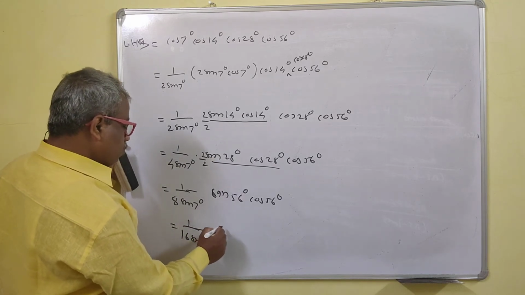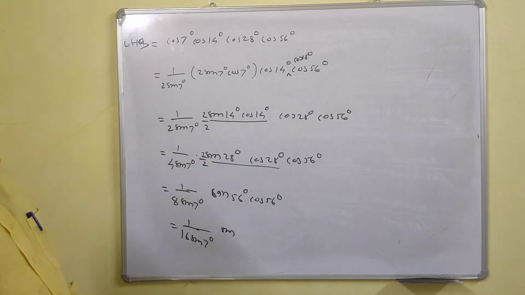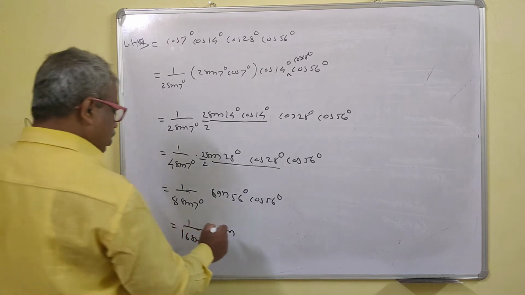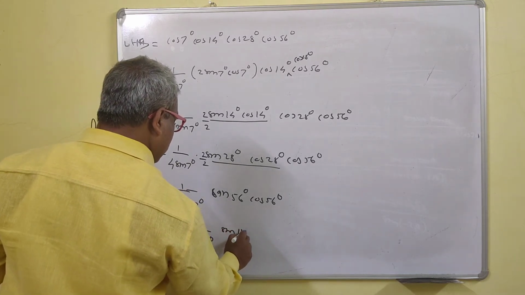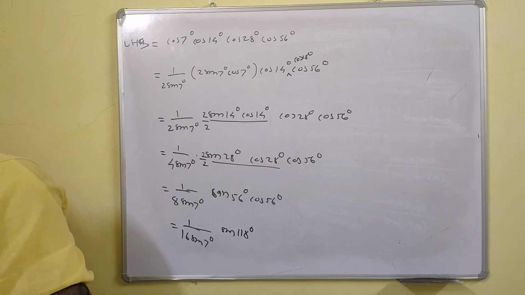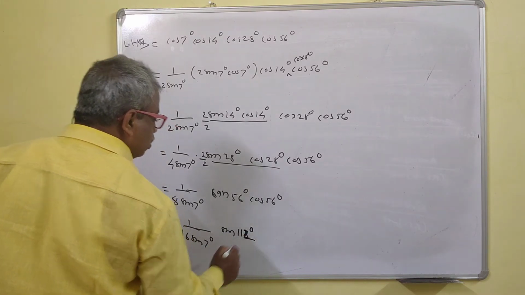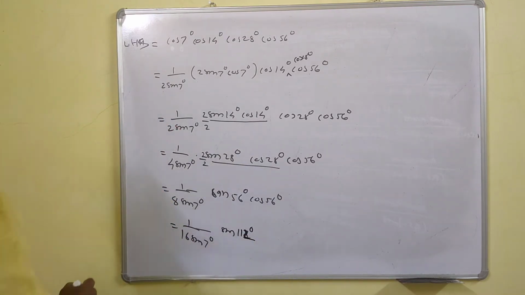So what will this be? Sin of 56 means we have to take the double of that one, right? So this is sin 118 degree, right? Oh, 112. This is 112. 56 into 2 is 112. So 112 degree.